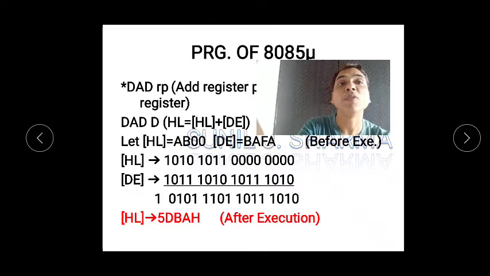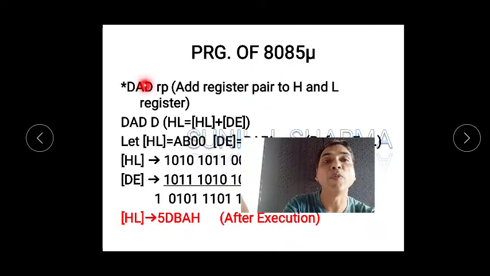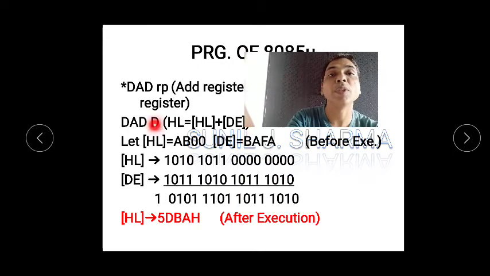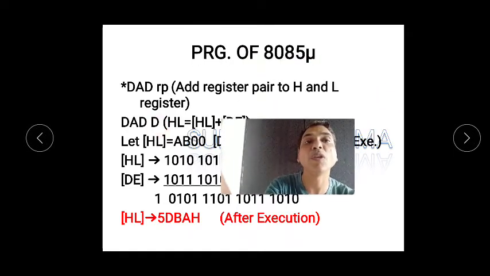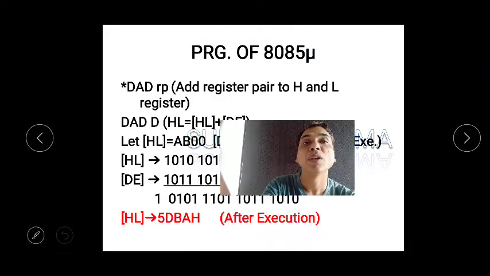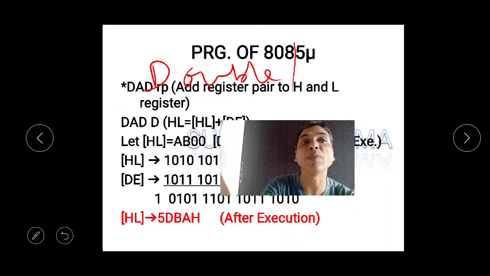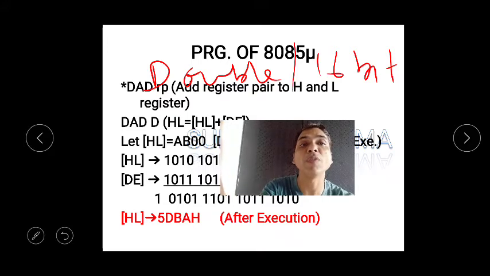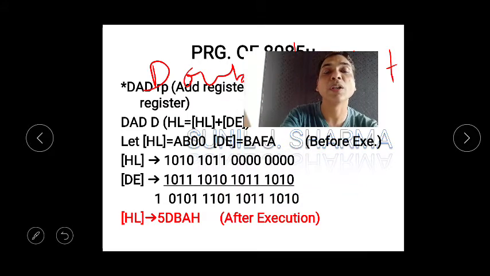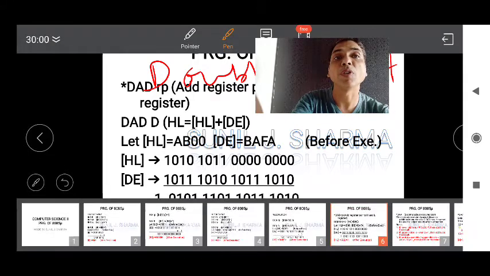Now we are going with a very different instruction, DAD RP. For the first time you can see we don't have X, still we can see register pair. So it adds the register pair to the HL register. We also call it a double add instruction, or it is used for 16-bit addition. Like the accumulator is used for only 8-bit addition, in the same way we use DAD for 16-bit addition, because here we use a pair.